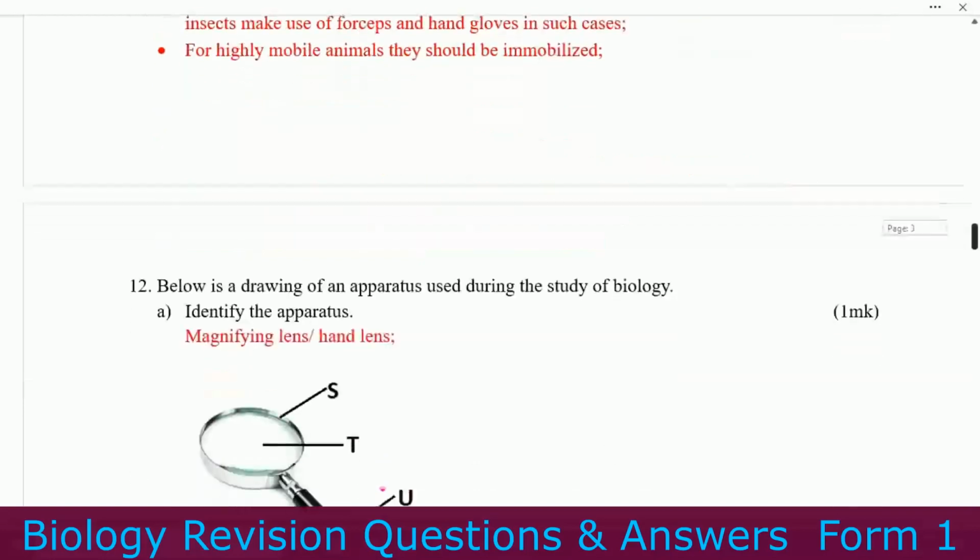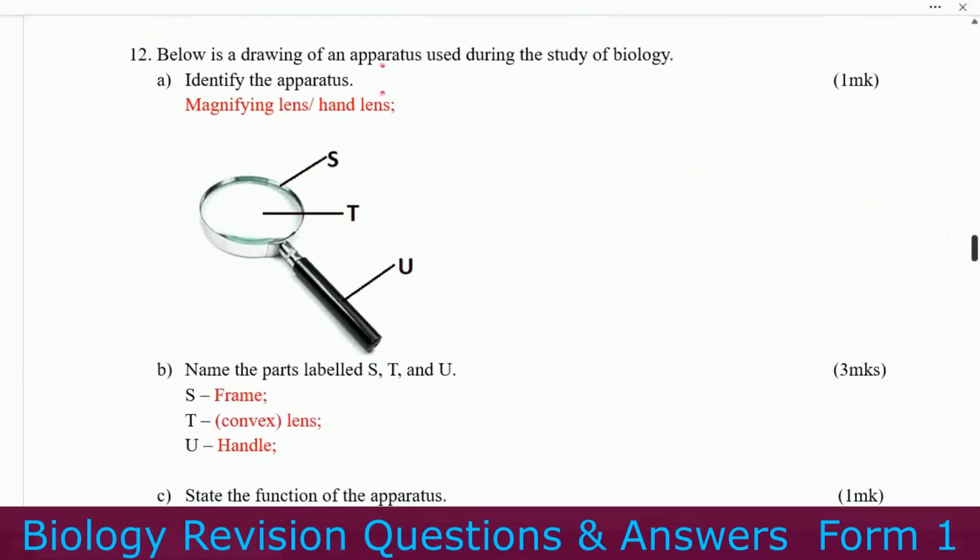Go to the next one, number 12. Below is a drawing of an apparatus used during the study of biology. Identify the apparatus. You can see it has parts S, T and U. This one is a magnifying lens or hand lens. Number B, name the parts labeled S, T and U. S is frame, T is convex lens, U is handle.